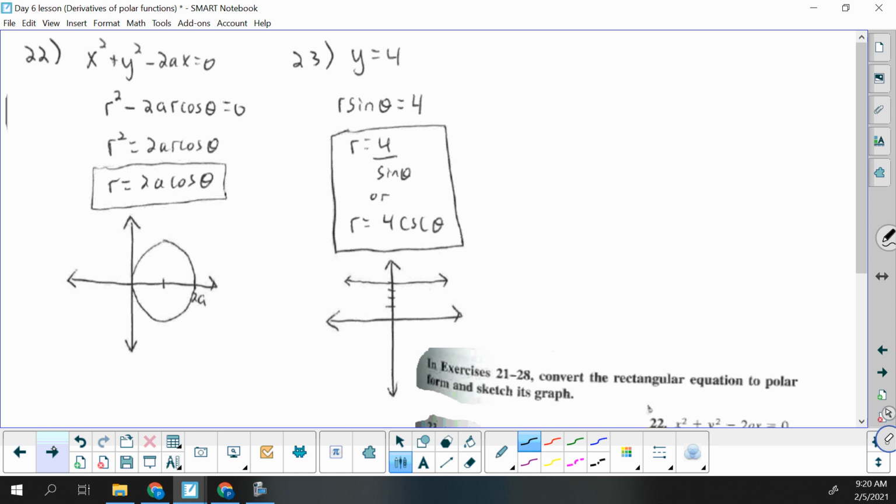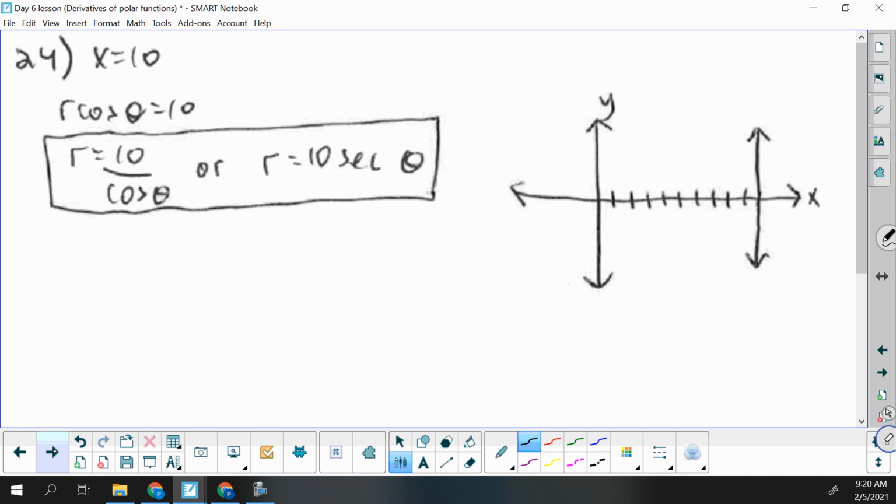In 23, we start with y equals 4. Well, y is equal to r sine theta. Divide the sine theta over, so you can do either 4 sine theta or 4 cosecant theta. X equals 10. X is equal to r cos theta. Divide the cos theta over, so either 10 over cos theta or 10 secant theta.